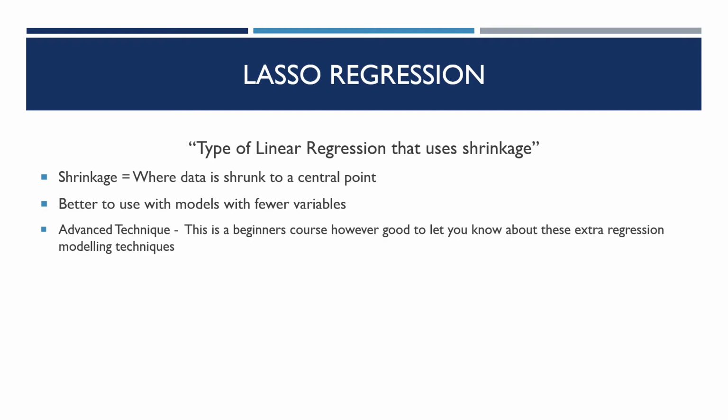So another one to be aware of is lasso regression. Now this is a type of linear regression that uses shrinkage. And what you can do is have the data shrunk only a little bit to a central point. And it's better to use it with models that have fewer variables. And this is a very advanced technique, and so this is probably the last you're going to hear of lasso regression in this series. However, I may do something later on these more complex techniques.